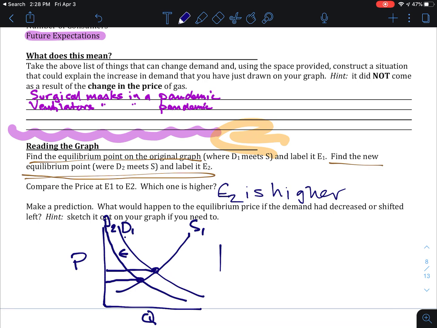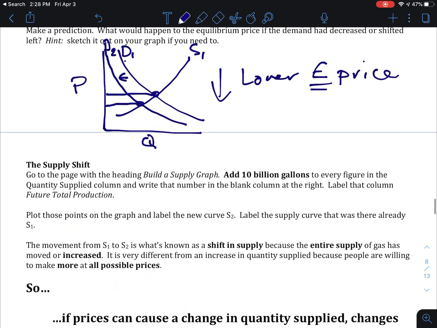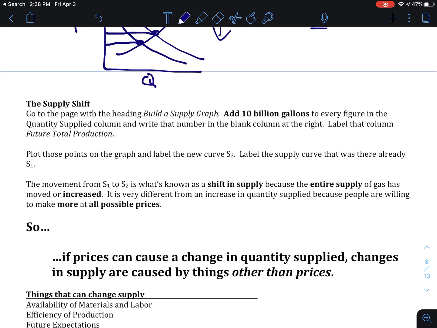And you have a lower equilibrium price, a lower E price. All right, anyway, so moving on.